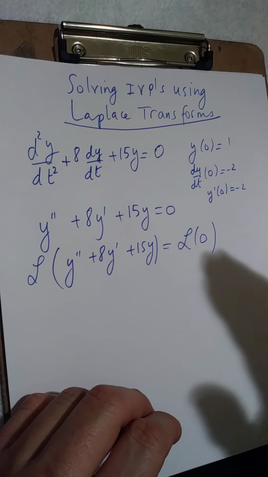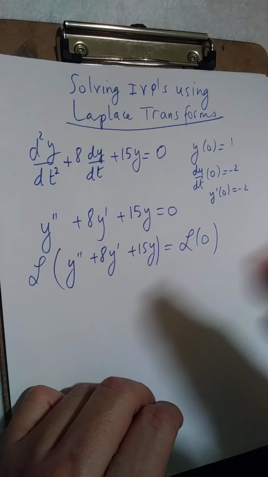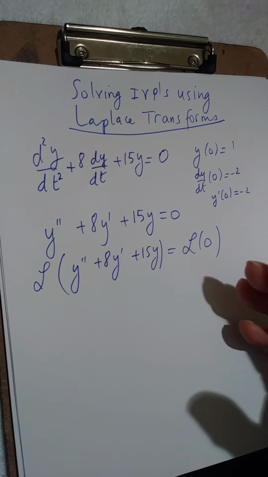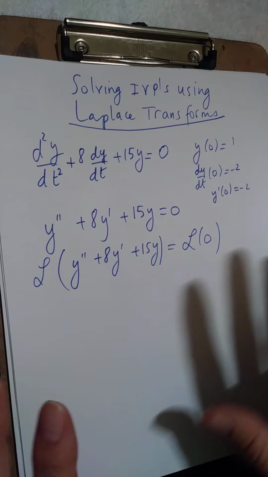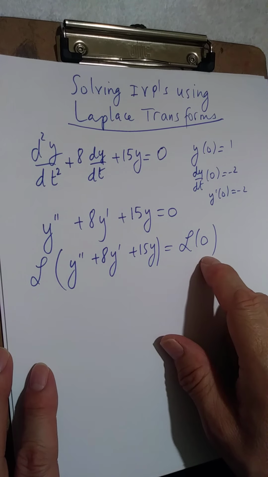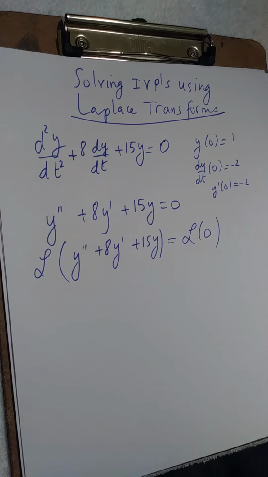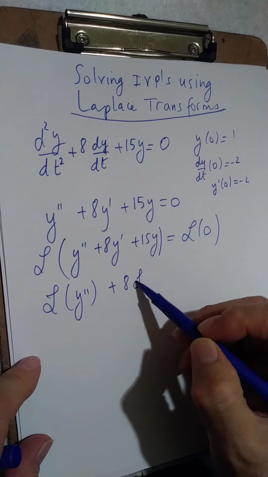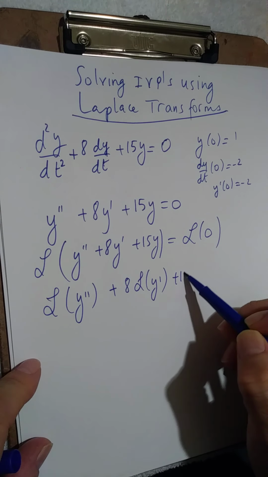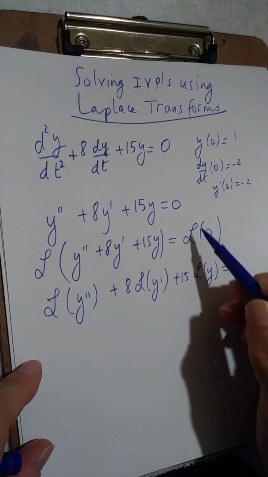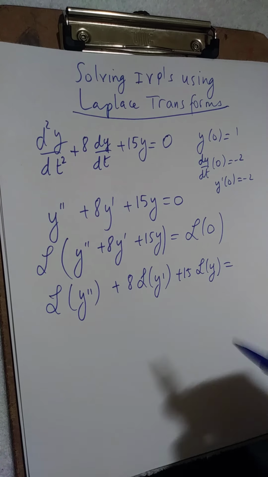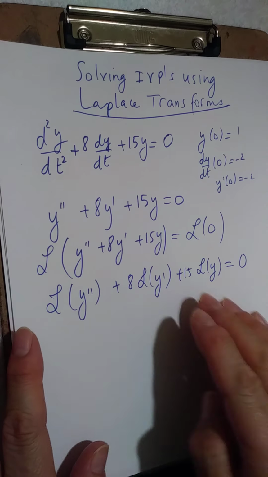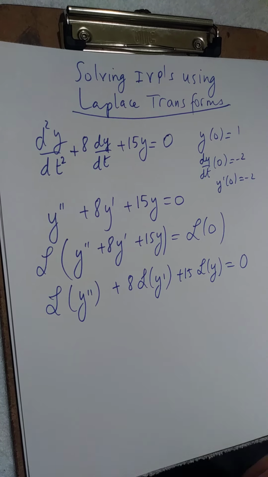If you have t squared on the right side, you can also transform t squared. You can have anything. Cosine, if you have e to the 3t, its transform is 1 over s minus 3. So you just transform it. The transform of 0 is 0. And I'm going to separate these terms now. So the transform of y double prime plus 8 times the transform of y prime plus 15 times transform of y equals transform of 0, which is the integral of 0, and it's a definite integral, so it's 0. I was able to do this because the transform is an integral, so I can take those numbers out.